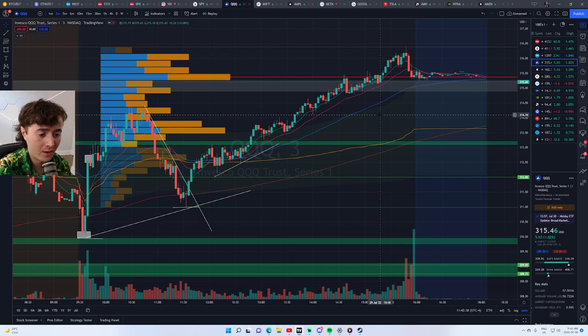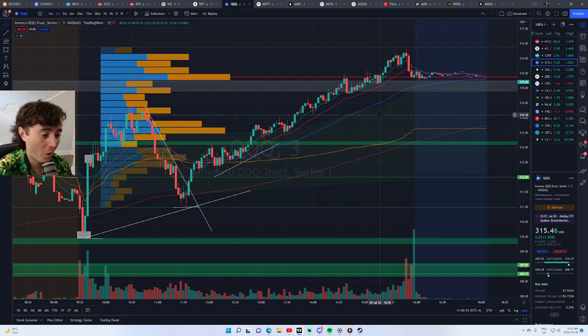So if you're wondering how come I cut my winners faster than I cut my losers, well, maybe you're not using a system to ride out those winners. And so this is something that you can use. You can use the 9 EMA.